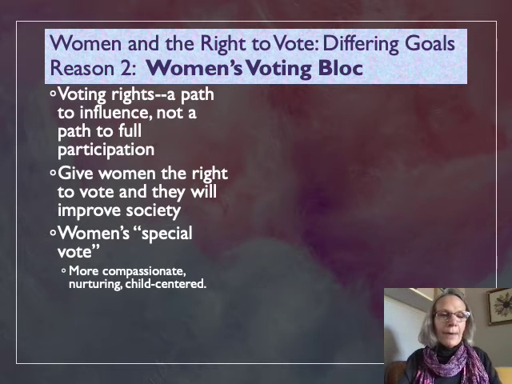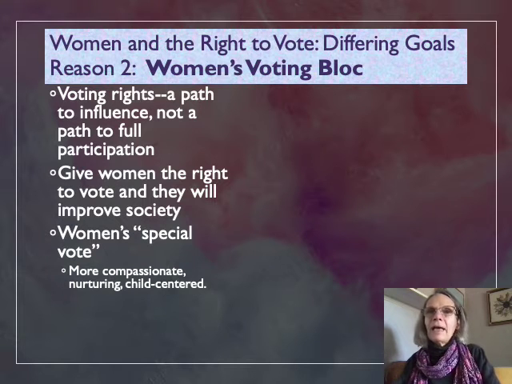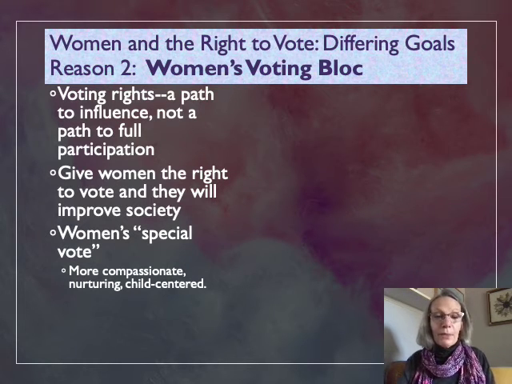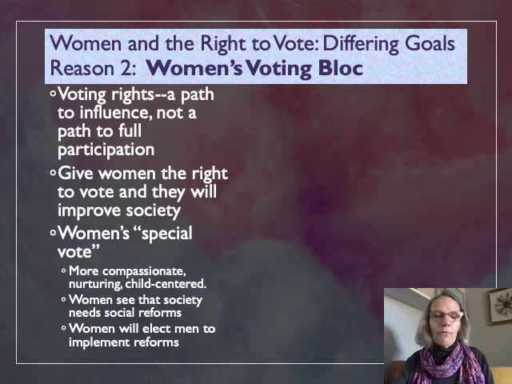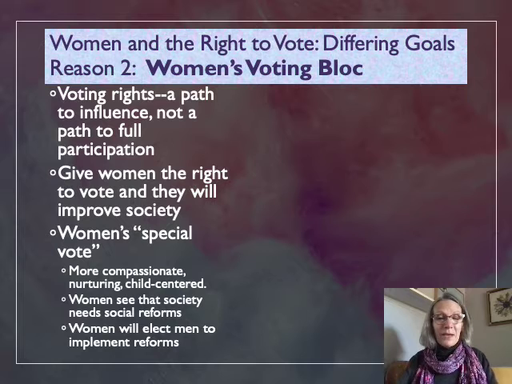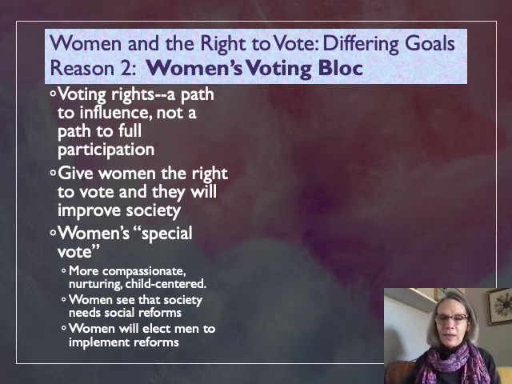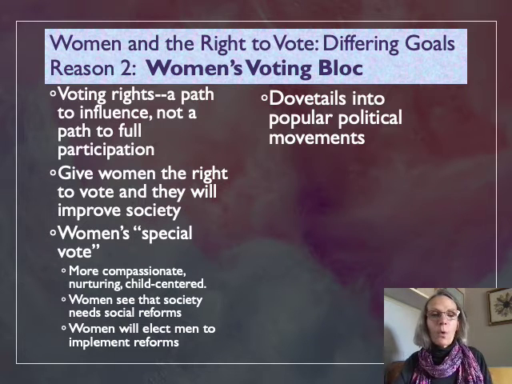And it's this idea that women have this special vote, right? That women are more compassionate than men. They're more sympathetic to those who are suffering. They're nurturing. They're child-centered. Because women are compassionate, they see harms that are taking place in society, and then they demand social reforms to address these harms. And the goal isn't for women to run for office, but rather women will bring their special vote to bear through their participation, and they will elect men that are aligned with the special sensibilities of women.